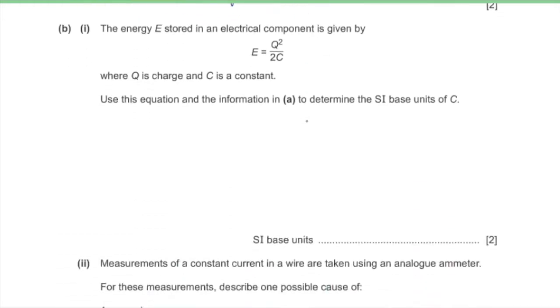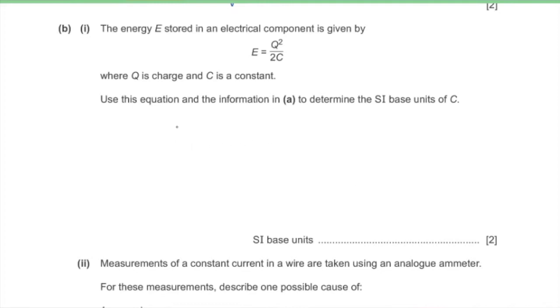Part B1, the energy E stored in an electrical component is given by E equals Q squared divided by 2C, where Q is charge and C is a constant. Use this equation and the information in Part 1 to determine the SI base units of C.